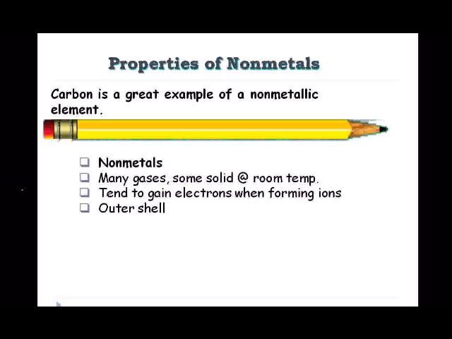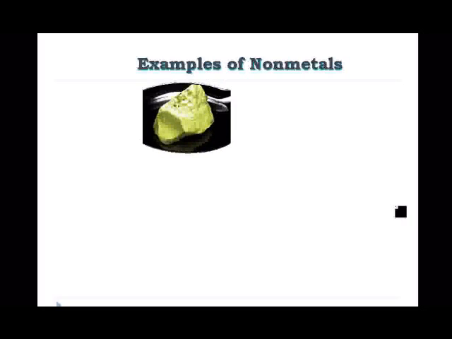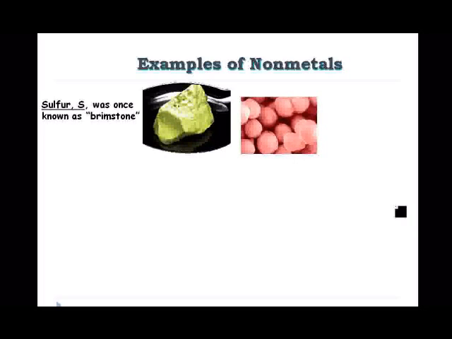They tend to gain electrons while forming ions, and these elements tend to have 5 or more electrons in their outermost energy level. Again, we'll talk about this gaining of electrons and the valence shell and the importance of that a little bit later. Some examples of nonmetals include sulfur. Sulfur was once known as brimstone because of its very distinct smell. These spheres are actually microspheres of phosphorus, a very reactive nonmetal.